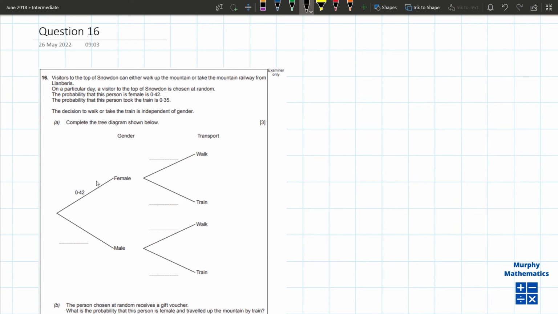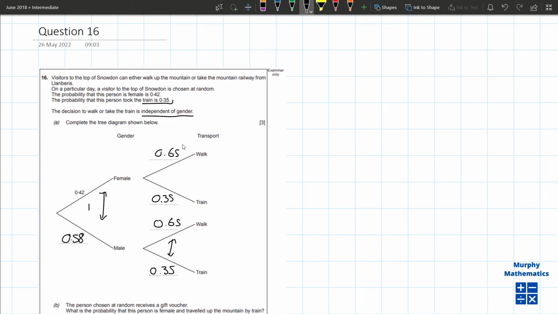Okay, so we know that each of these are going to add up to 1 because there's only two options. It's either male or female. So if it's female, 0.42. To be male, 0.58. Okay, we're told that the person who took the train is 0.35. So if we put that in, 0.35, we can put it there. And again, because it's independent of gender, it's the same for both genders. So 0.35. And then we've got to find out what you add to make 1. So that's going to be 0.65.